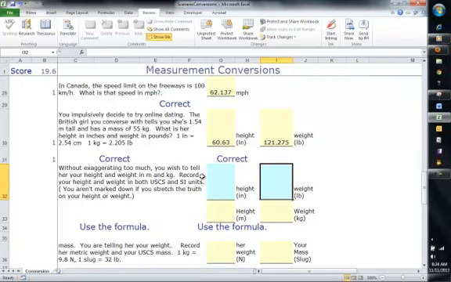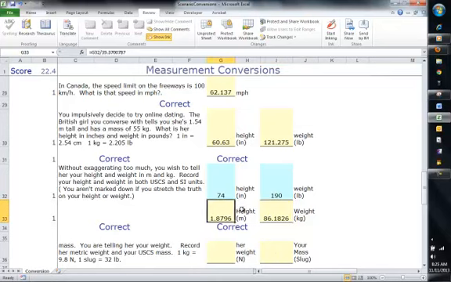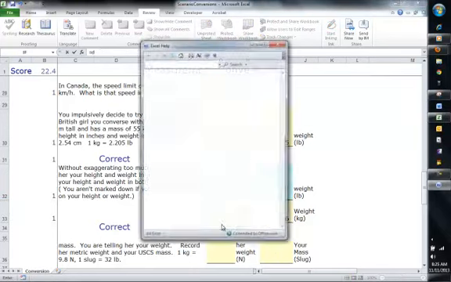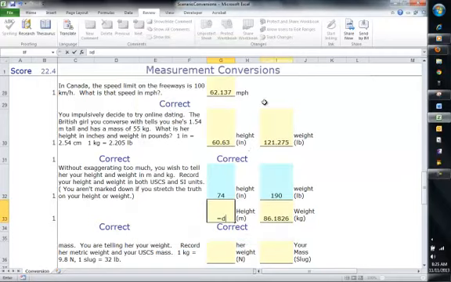Without exaggerating too much, you wish to tell your height and weight in meters and kilograms. Record your height and weight in both USCS and SI units. You aren't marked down if you stretch the truth on your height or your weight. So, my height is 74 inches and my weight is 190 pounds. And when I convert it, equals 74.